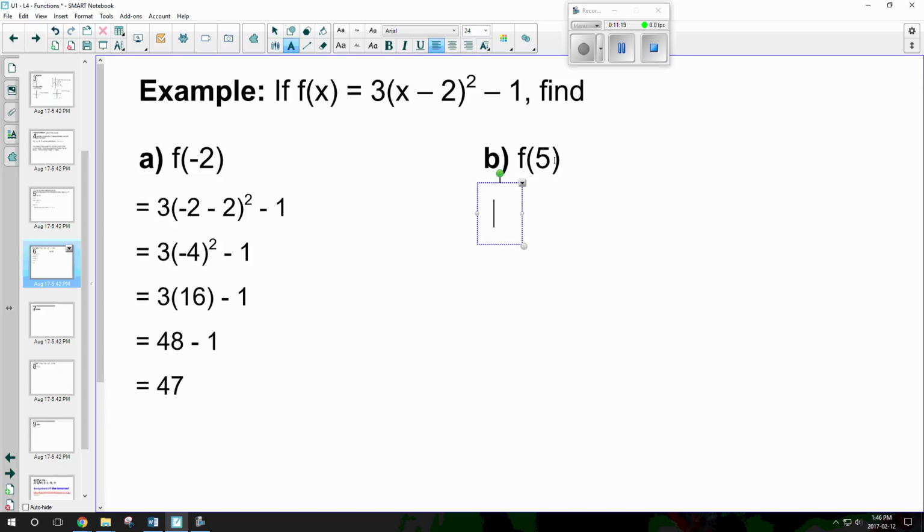Similarly, we're going to do that with f at 5 and figure out what is our output, what is our y value, when x is equal to 5. So again, in our function, wherever we see an x, we're plugging in the value of 5. So in our function, I have the 5 in place of the x. So now I'm going to solve that out. Again, follow your BEDMAS rules. So 5 minus 2 is 3.